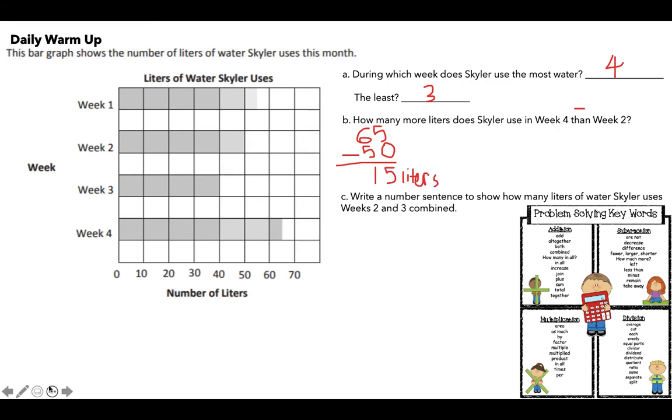I forgot to type a sentence this week. Actually, let me just type one in. Never mind, I'll just write one. So, you could say, and you should say, you should have a complete sentence. If I can write it on the computer, you can write it on your paper. Skylar used 15 more liters.